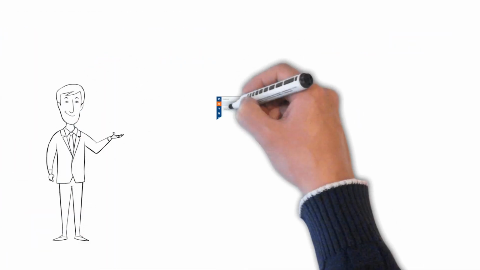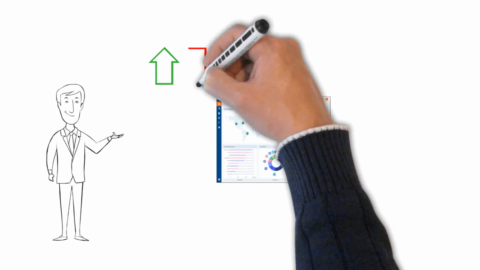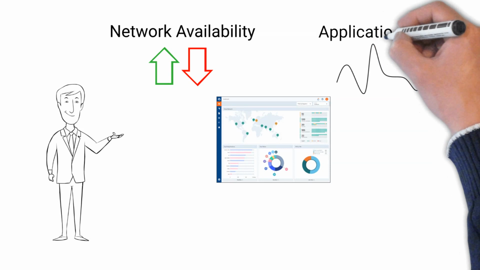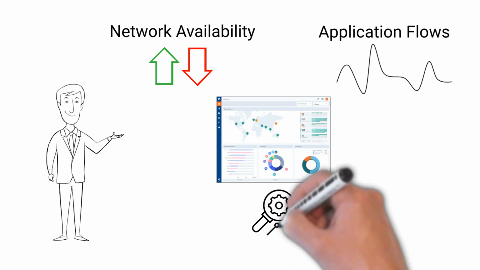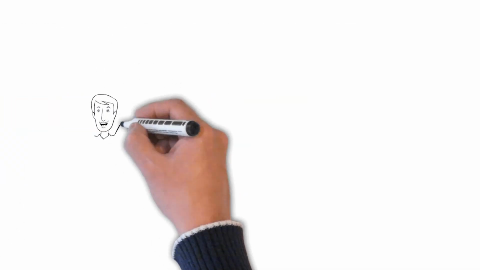Finally, enterprises can leverage Alkira patent-pending visualization to get deep visibility into network availability, application flow information, and troubleshoot a variety of connectivity and performance issues, if needed.